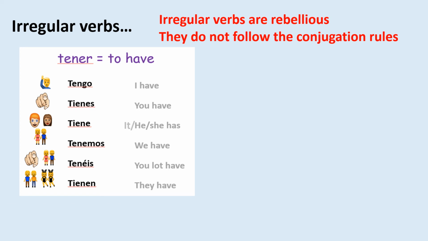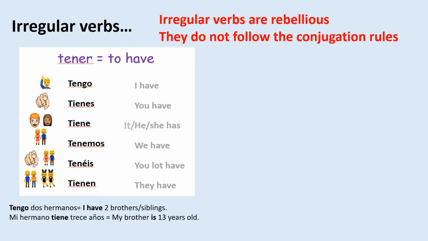So we have seen tener when talking about family. For example, tengo dos hermanos. I have two brothers, or I have two siblings. We have seen tener also when talking about age. For example, mi hermano tiene 13 años. My brother is 13 years old. Be careful because in Spanish we say the age with the verb to have. This is tricky. But we can also use tener when talking about our school. For example, los lunes tengo ciencias. On Mondays I have science.